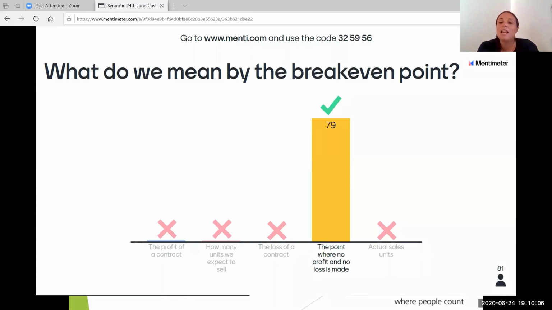So if I sell 1 less unit, I'm starting to make a loss. If I sell 1 more unit, I'm starting to make a profit. So it's a really, really important thing for a business to know where their break-even point is in units and in revenue as well. Both of those are normally things that you might get asked to calculate in costing.